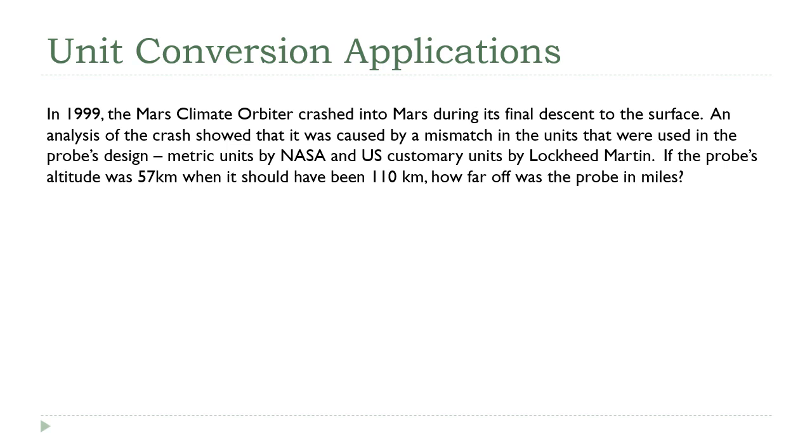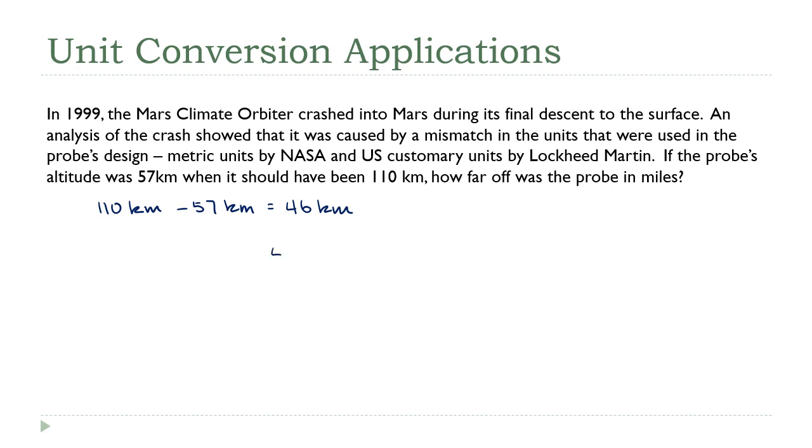First we need to figure out how far off it was in kilometers. So the difference is 110 kilometers minus 57 kilometers. This tells me it was off by 46 kilometers. So that's the number that I want to convert into miles. Remember, our conversion factor here is 1 mile per 1.6 kilometers.